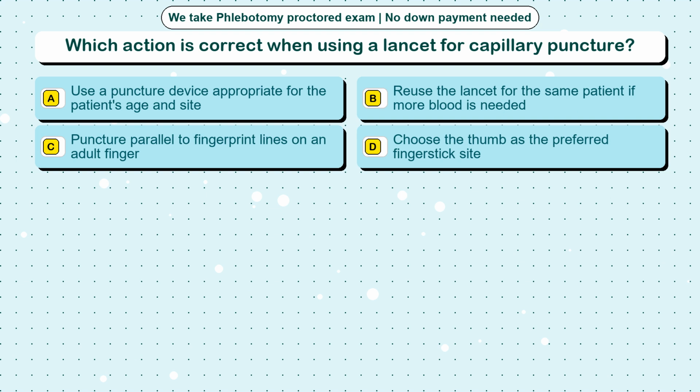Question 56. Which action is correct when using a lancet for capillary puncture? Option A. Use a puncture device appropriate for the patient's age and site. Option B. Reuse the lancet for the same patient if more blood is needed. Option C. Puncture parallel to fingerprint lines on an adult finger. Option D. Choose the thumb as the preferred finger stick site.